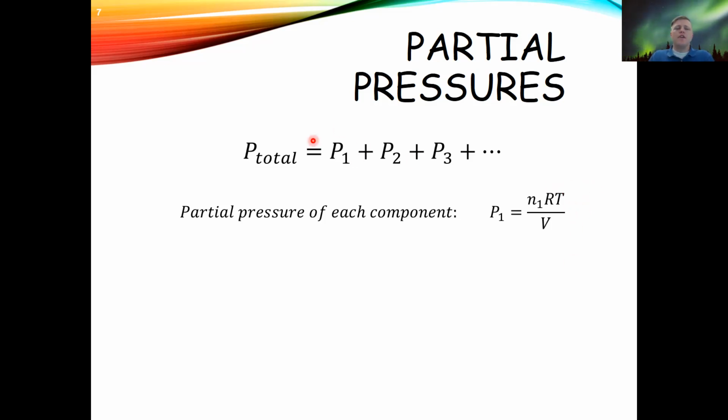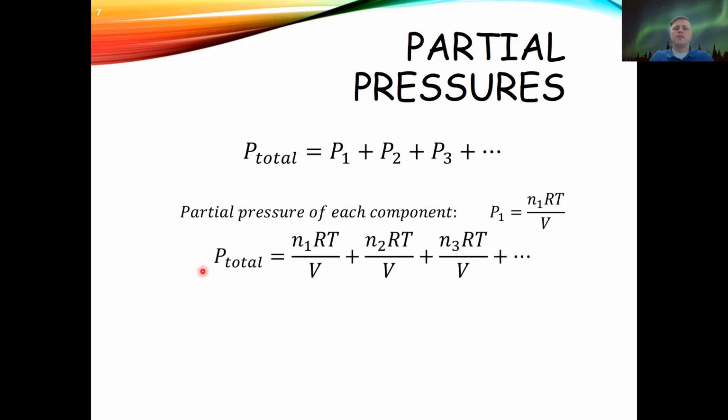So if each of these has its own ideal gas equation, we can actually substitute this ideal gas equation in for the different pressures. And we'd get this: the total pressure is equal to N1 RT over V plus N2 RT over V plus N3 RT over V, et cetera. And if you know anything about algebra, you can actually factor out all these moles because all these RT over V values are the same.